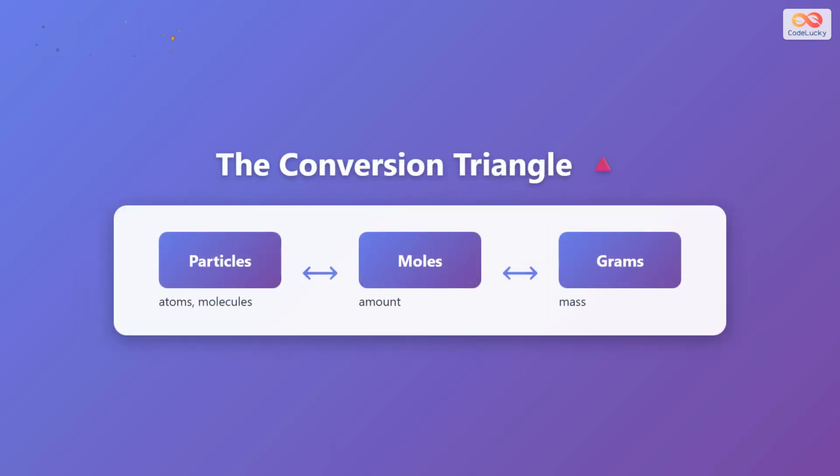To master mole conversions, think of 3 interconnected quantities: particles, moles, and grams. Particles refer to the actual atoms or molecules. Moles represent the amount of substance, and grams measure the mass. You can convert between any 2 of these quantities using the appropriate conversion factors. Understanding these relationships is the key to solving stoichiometry problems.